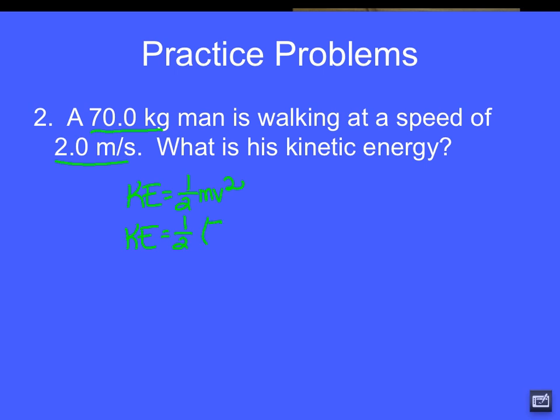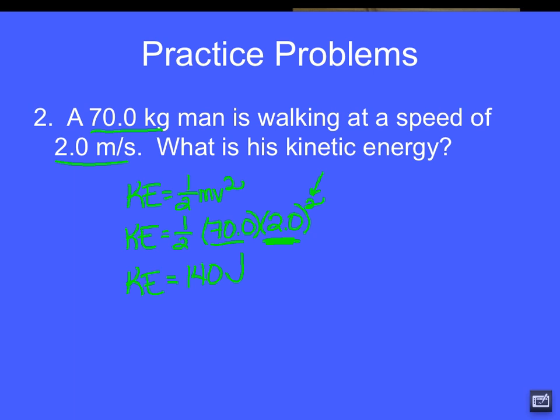So 1/2, my mass is 70, and my speed is 2.0, and I'm going to square that. So again, on my calculator with this 2.0 being squared, I just simply multiply 2 times 2. When I plug this into my calculator, I get the answer of 140. Now, if I look at my measurements, the 2 has 2 sig figs, whereas the 70 has 3. My 140 has 2, so that works, and I just need joules for my unit.